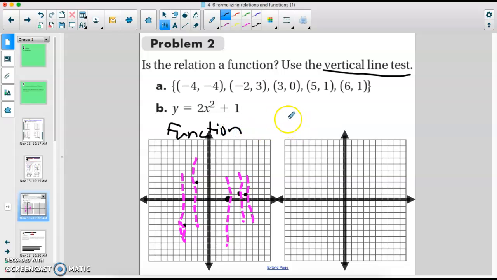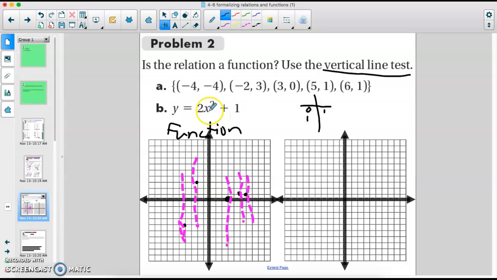Okay, and then with this one, now this one's a little bit trickier. We're going to have to plug in numbers and see what we get. Okay, so we'll just make a little t-chart. Let's start off with 0. And when we plug in 0, we get 0 squared is 0. 2 times 0 is 0. So all we're left with is 1.